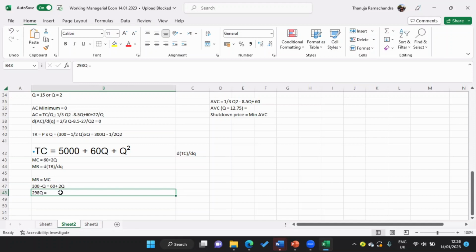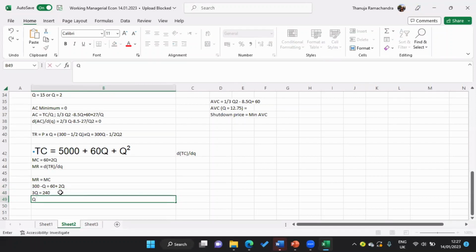minus 3Q. No, 3Q equal 300 minus 60, no? 240. Okay. Q equal 80. Right.